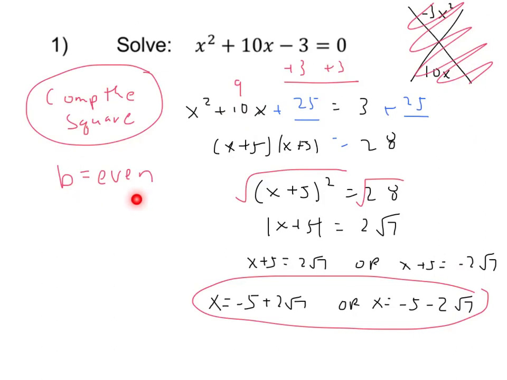Completing the square also works well when your a value is equal to 1. Right here we had an a value of 1. Why is that important? Because right here, this was a perfect square trinomial, and in order for this type of perfect square trinomial to factor like this, we need our a value to be 1. So these are the two things that I really need you to remember. In order for completing the square to work well, you want your b value to be even, and you want an a value of 1.